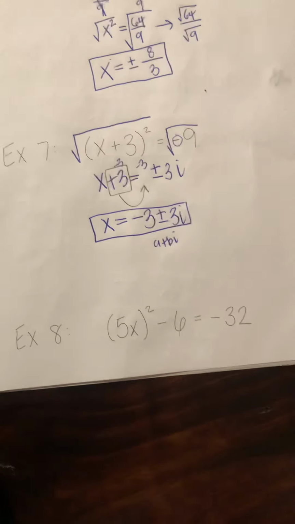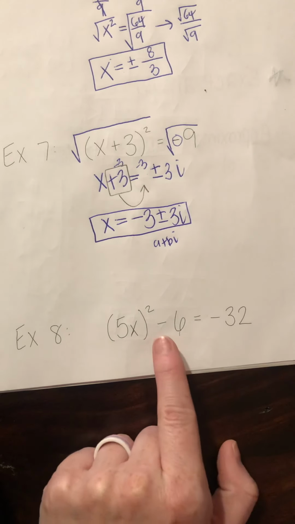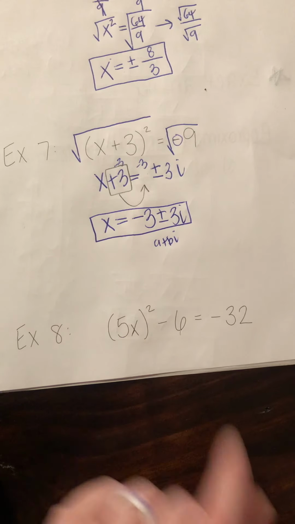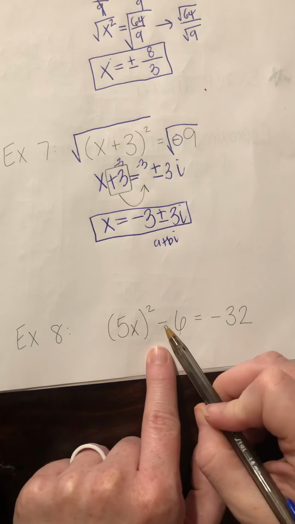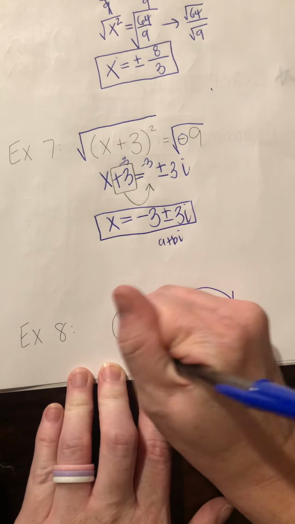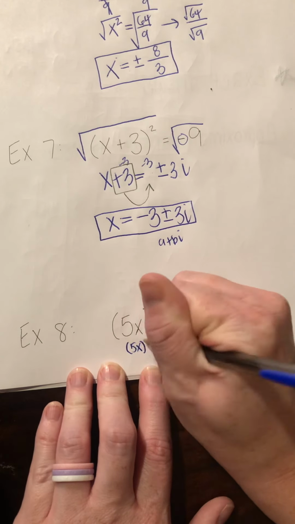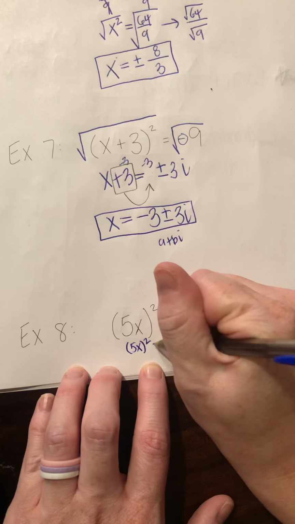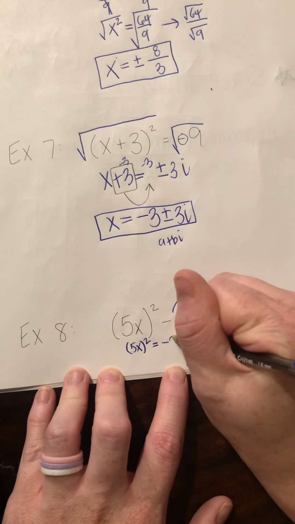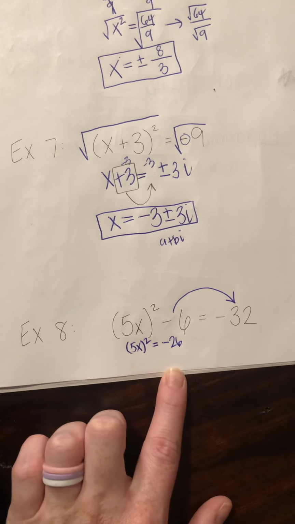All right, example number 8. Notice this minus 6 is on the outside of these parentheses right here. So I'm going to go ahead and I'm going to move this over here. So I have 5x squared. And that's going to be equal to, let's see, negative 26. I think that's right.